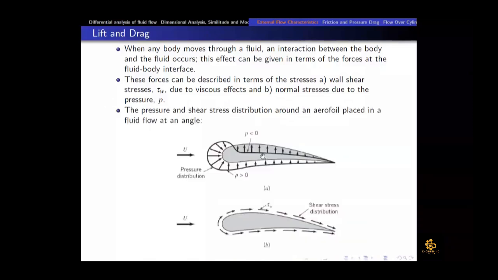So the thing I was mentioning about the lift force here: you can see that the flow is coming from the left to right, and the positive pressure is shown by the arrow going from the bottom. So it is trying to exert pressure from the bottom side, and you can see that the pressure profile becomes negative on the upper side.